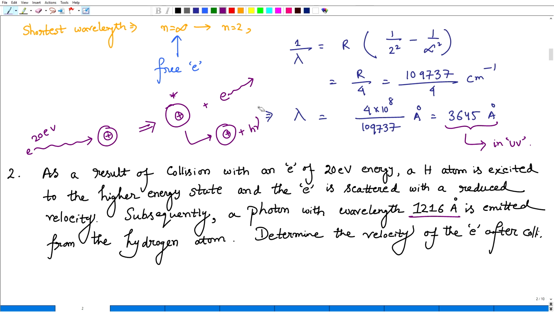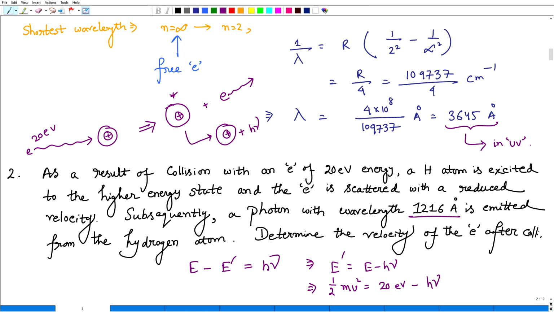So we can write it like, let's say, the energy of the electron before collision minus the energy of the electron after collision should be equal to h nu. We just have to calculate this, and we can evaluate the reduced velocity. The reduced energy after collision E prime is actually E minus h nu. That means half m v square should be 20 electron volt minus h nu. From here we can calculate.